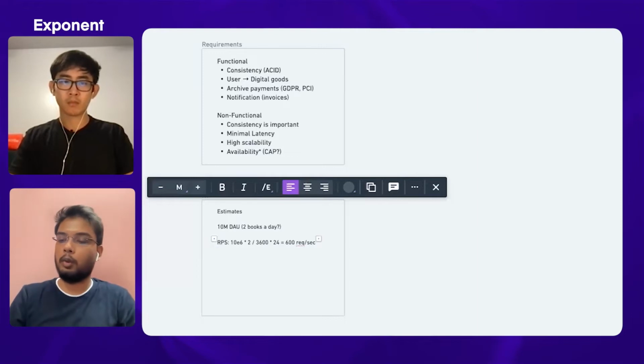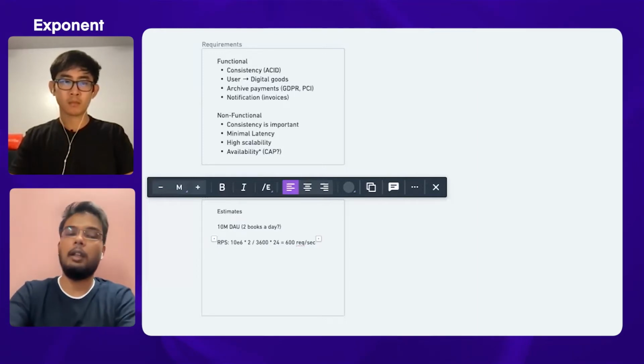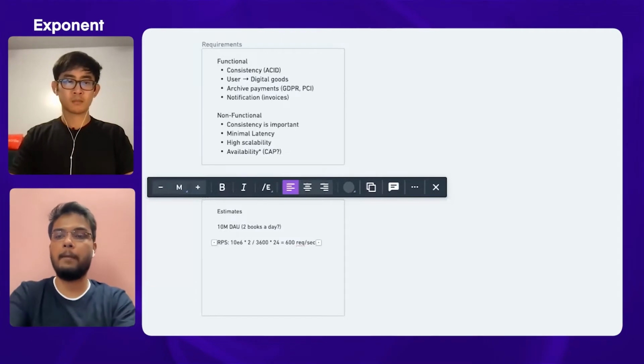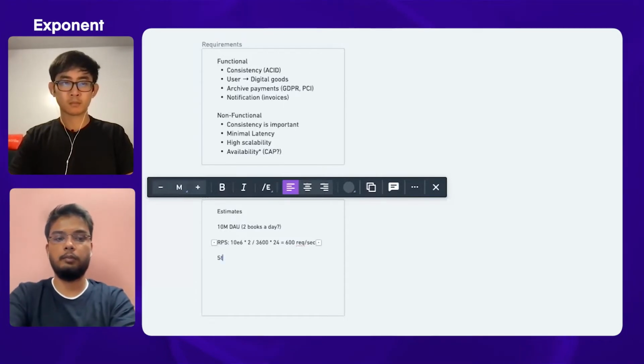Next, I want to look into storage. Let's say we have 20 million requests a day, what would our storage be for a day? What do you think? And what would be the main files that we would be storing here?